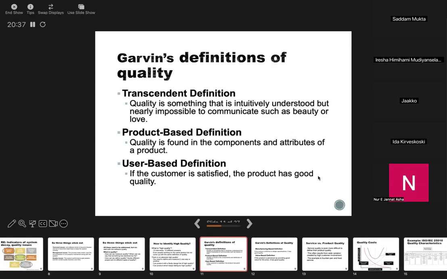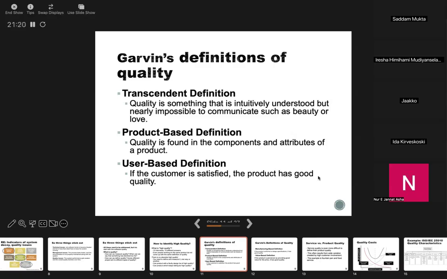Garvin, a management and psychological researcher, defined quality from different perspectives. One is called the transcendent definition. Quality is something that is intuitively understood but nearly impossible to communicate, such as beauty or love. Transcendent means beyond our experience, something not tangible that we cannot touch. If we consider that, this could be one view of quality.